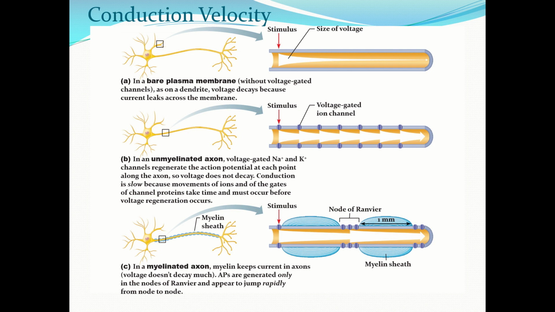So the bare plasma membranes are going to occur in dendrites and the cell body, and that's why they're graded potentials, because they're going to kind of peter out, but if then another one comes in, they can add up.